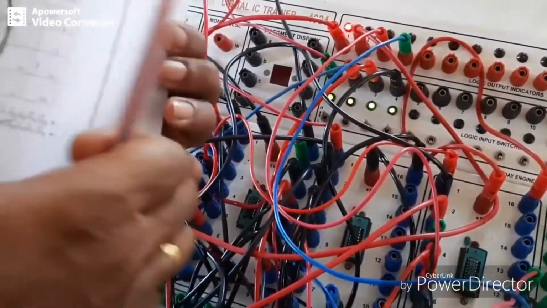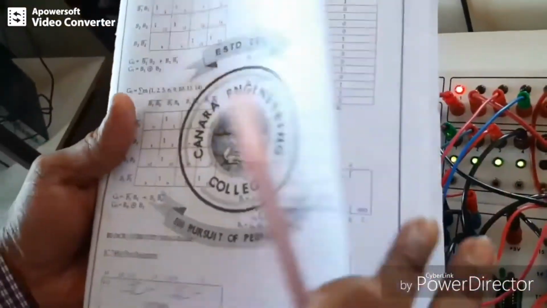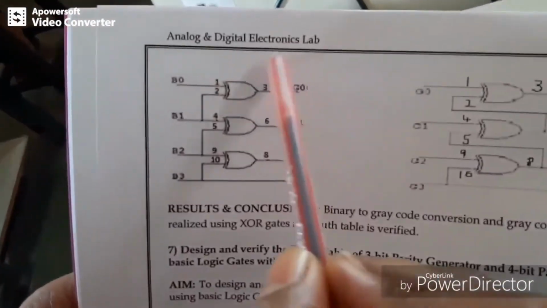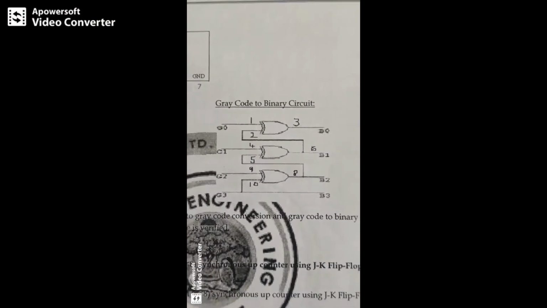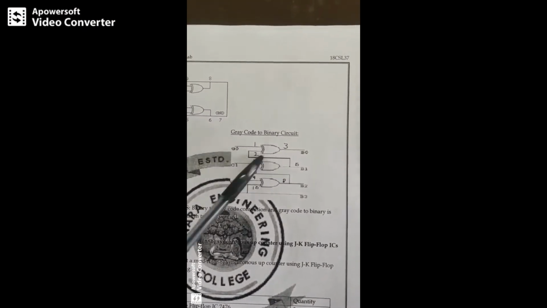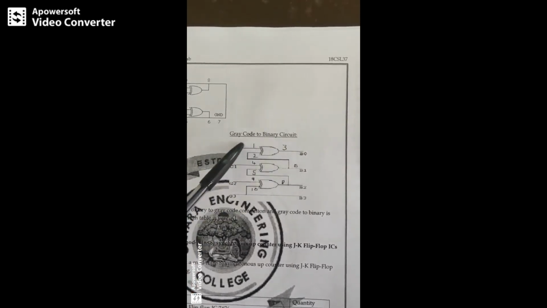The implementation of gray to binary is a very simple circuit. Here you can see this is the circuit diagram for implementation of gray to binary. Dear students, now we will execute gray to binary. The circuit diagram for converting gray code into binary code is this one.